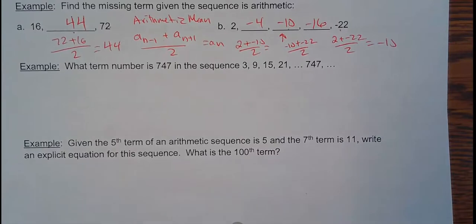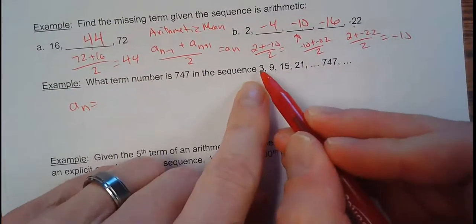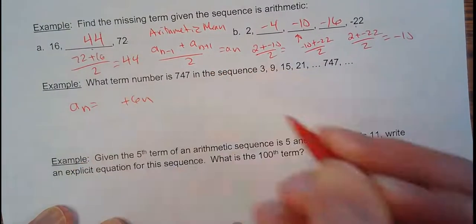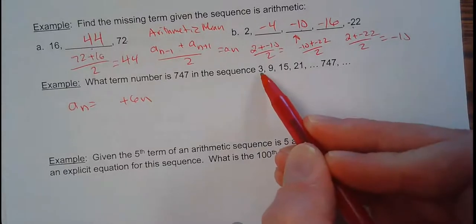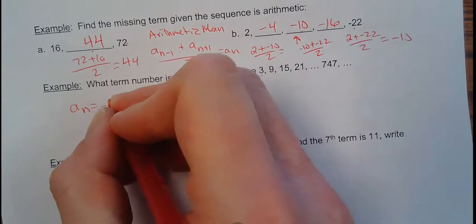What term number is 747? So a sub what? That's the nth term. Which term is that? Okay. So first, let's just find the formula. What's the explicit formula? So a sub n would equal, here's my formula. Looks like I'm going up by 6 every time. So my slope is 6. If this is my first term, this is what you get when you plug in 1. What would I get when I plug in 0? Go back 6 units, that'd be negative 3.